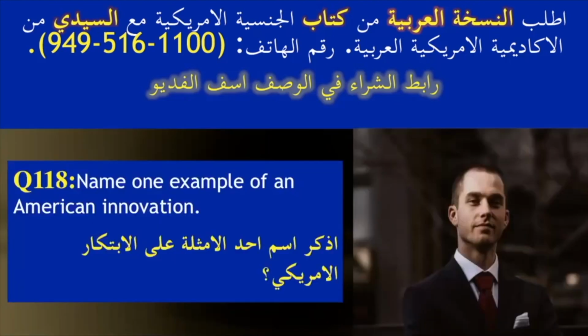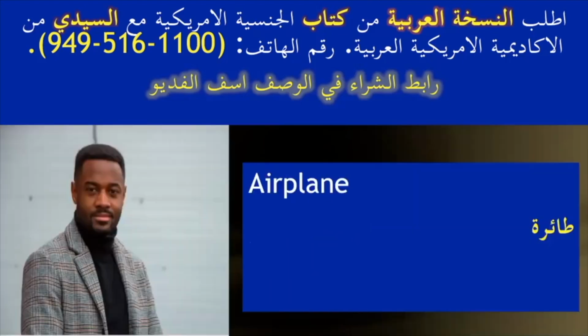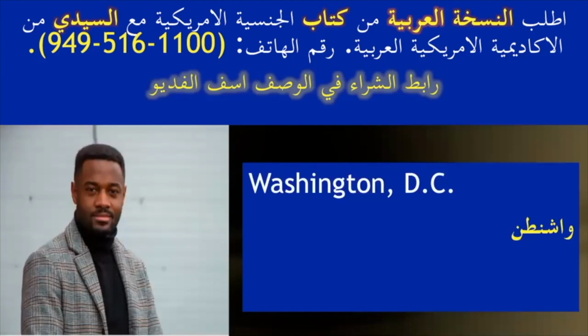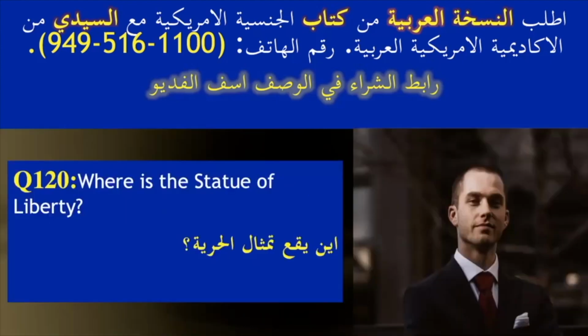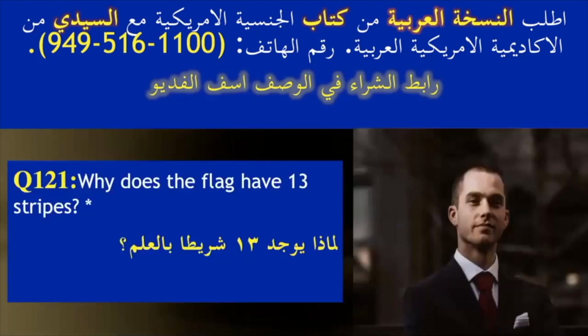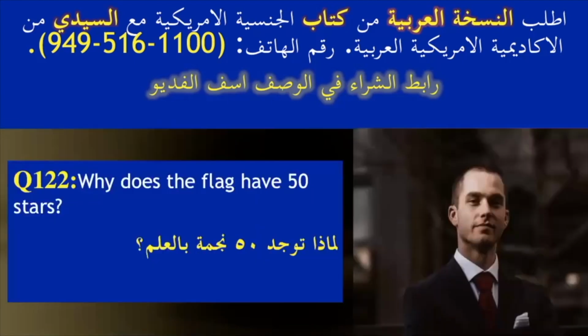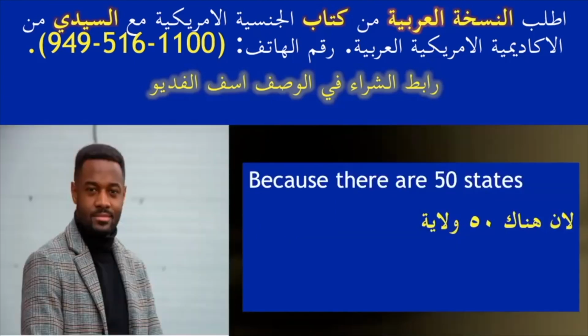Cherokee. Name one example of an American innovation. Airplane. What is the capital of the United States? Washington. Where is the Statue of Liberty? New York Harbor. Why does the flag have 13 stripes? Because there were 13 original colonies. Why does the flag have 50 stars? Because there are 50 states.